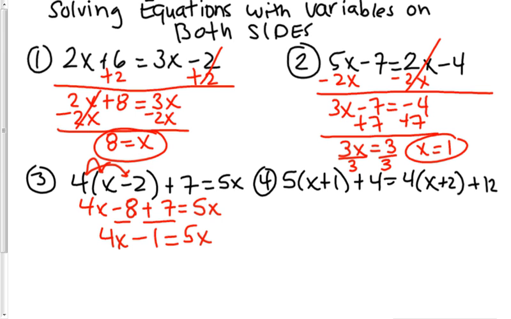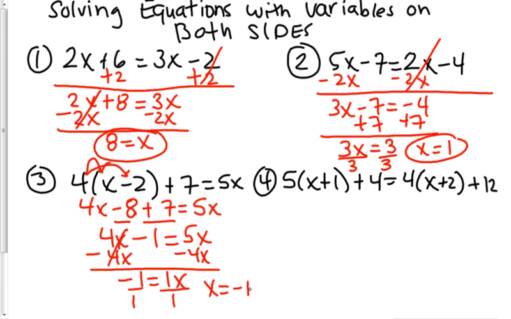So it's a positive 4x. I need to subtract 4x. And so 4x minus 4x will be 0. That will cancel out. And then bring down my negative 1. That is equal to 5x minus 4x. Well, that will leave us with 1x, or just x. So we could divide by 1. So x equals negative 1.